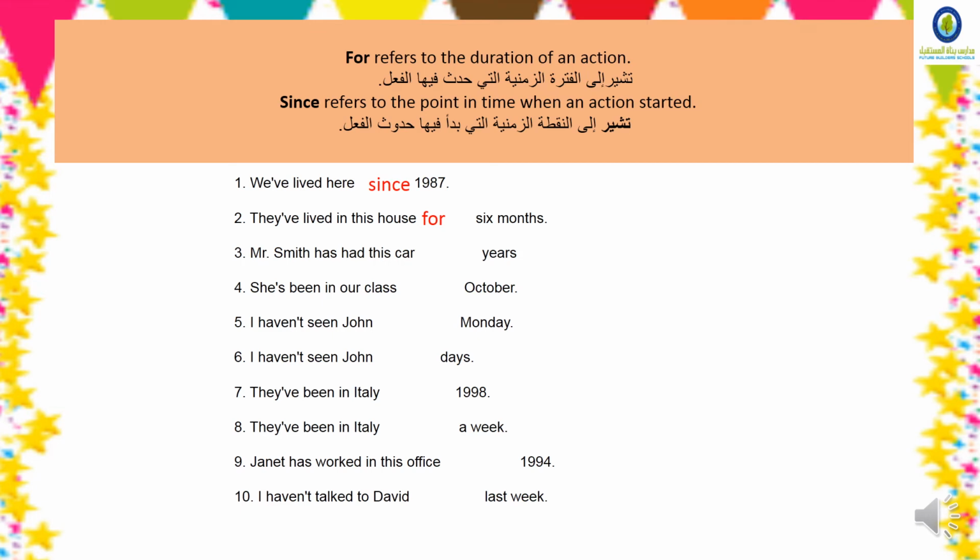Number 3, Mr. Smith has had this car years سنوات, so we have for which is the duration of the action فترة الزمنية للحدث. Number 4, she has been in our class أكتوبر، منذ شهر أكتوبر ولا for؟ أكيد منذ اللي هي since من متى بلش الحدث. I haven't seen John Monday, the same, it starts from Monday so since. I haven't seen John days أيام سنوات شهور, yes for.